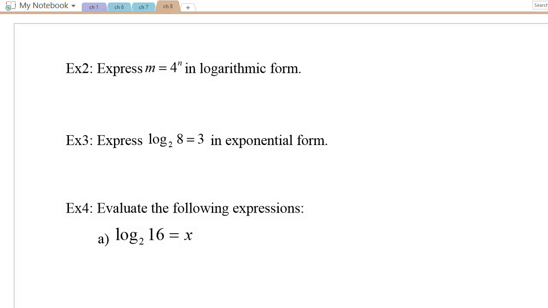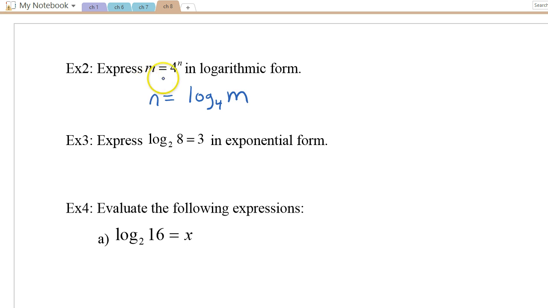And this is given to us in exponential form, and we want to switch it into logarithmic form. So the base is 4, so I'll take log and put a 4 over there. Now n is the exponent, so that's my answer, and m is the argument. So it simply looks like that.